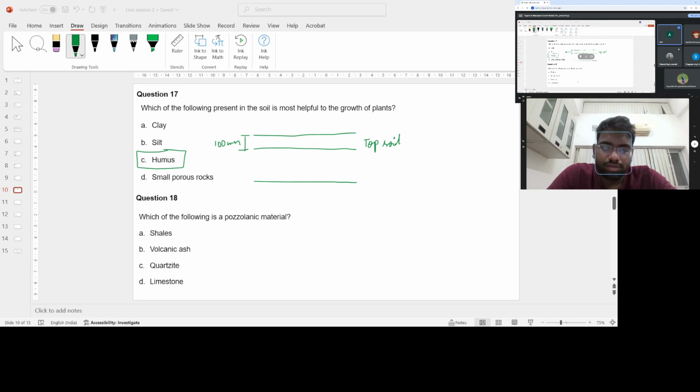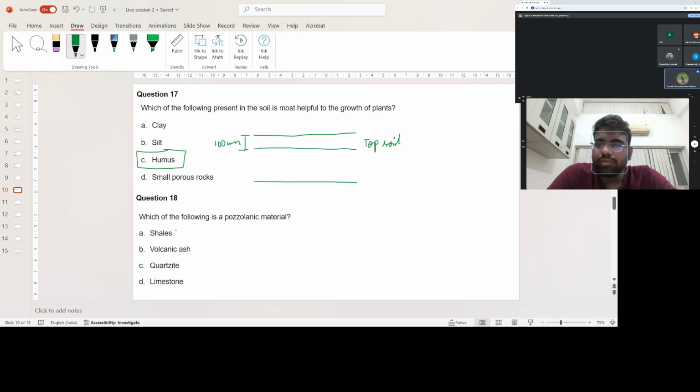Go ahead, sir. Now coming to the next question: which of the following is a pozzolanic material? Shales, volcanic ash, quartzite, limestone. Option B, sir. Okay.